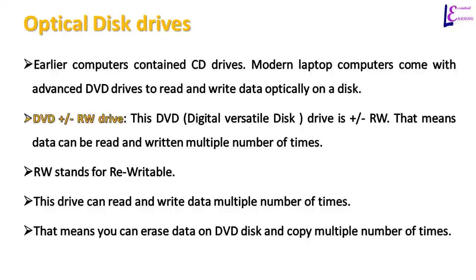RW stands for rewritable. That means data can be read and written multiple times using this drive. Read means access data on disk and write means copy new data if the disk is empty or erased.